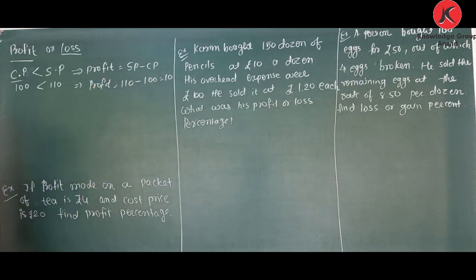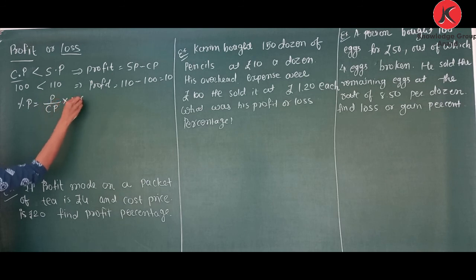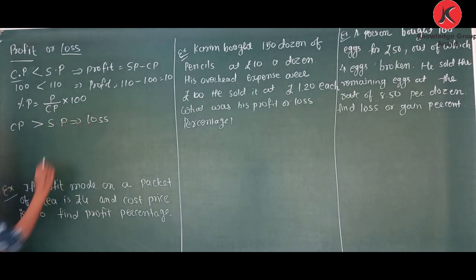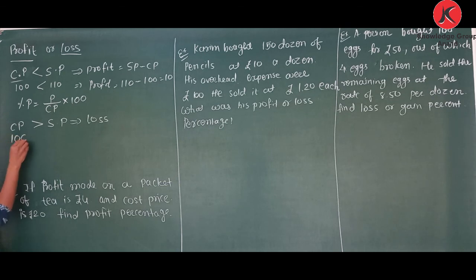Profit is 10 rupees. Percentage profit equation is profit divided by CP multiplied by 100. If the cost price is greater than the selling price, then we get a loss. For example, our cost price is 100 and we sell it for 90 rupees.